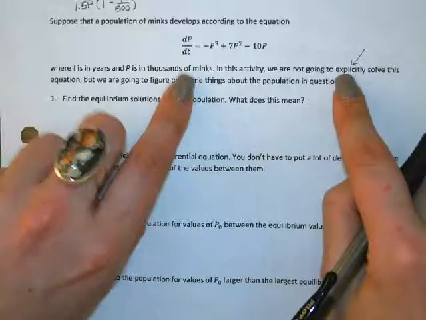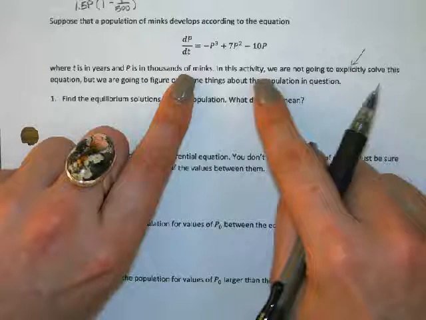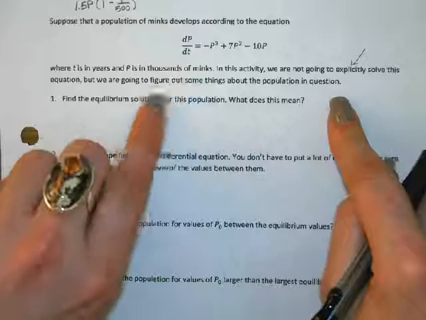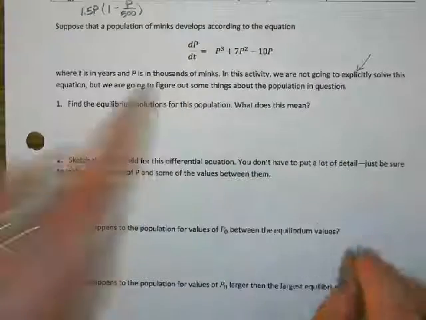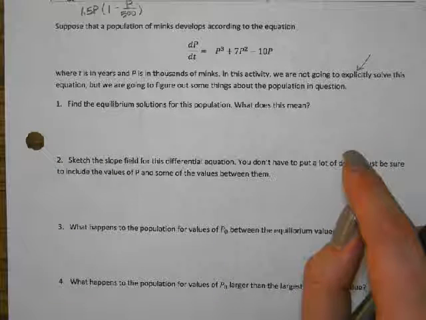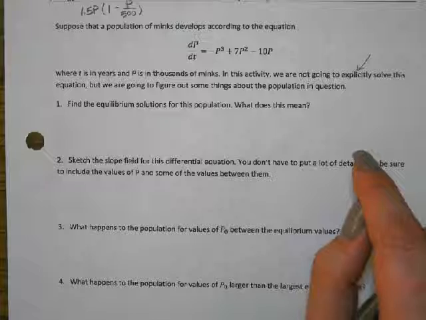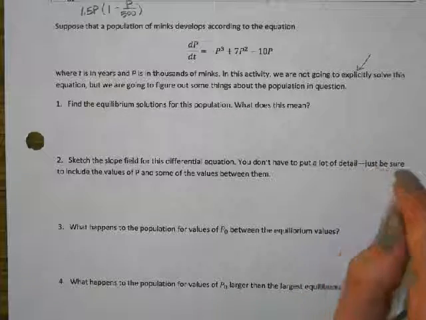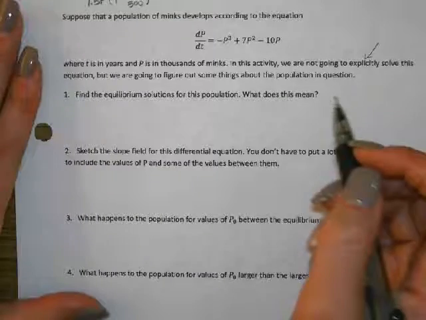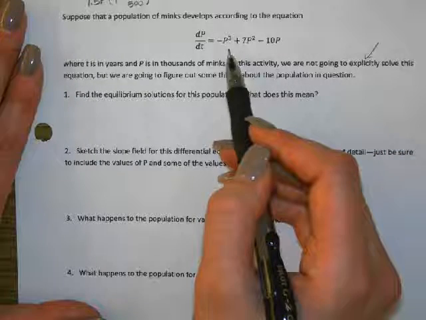So we're saying we are not solving this explicitly. We're not solving for y, or in this case, we're not solving for P. But we can still figure out some things about the population in question looking at this. And the primary way that we do that is we look at slope fields and what we know about slope fields and equilibrium solutions like we saw in the video last night. So if you want to find the equilibrium solutions for the population, you just need to factor this. That's how we do that.